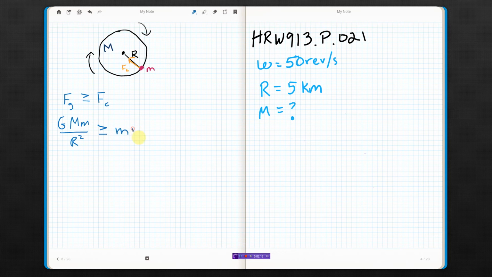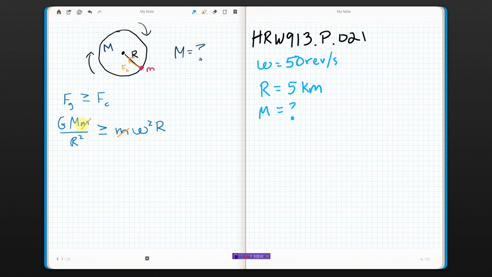Anyway, omega squared times the radius of the circle it's traveling, which just so happens to be the same r as in the gravitational equation. Okay, so first off, while I've got mass on both sides, I can get rid of it. Now I need to solve for M, get M alone, since that's what I'm looking for. Big M is what I'm looking for.